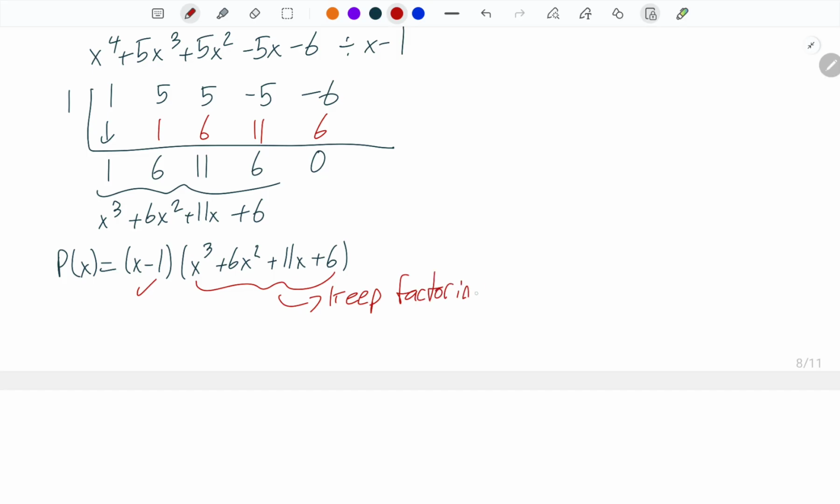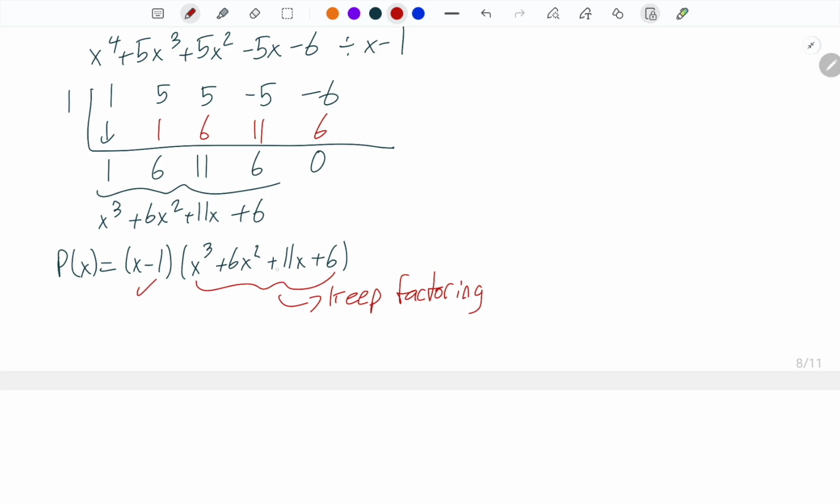Well, guess what? It's not a quadratic, so we can't use our techniques from quadratics. We have to keep using whatever techniques we have to keep factoring. That might mean using the factor theorem all over again. And in this case, it is going to mean that. You could double check real quick. Can you do this by grouping?